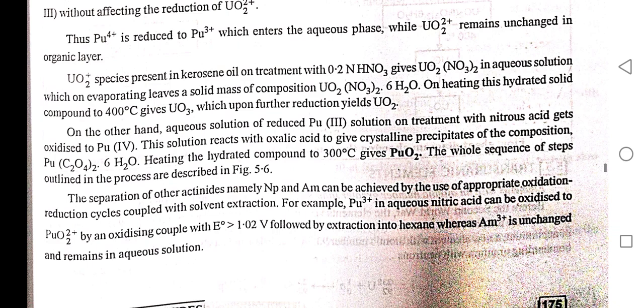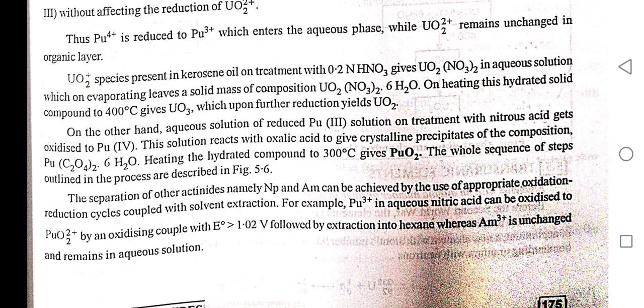UO2 positive species present in kerosene, on treatment with 0.2M HNO3, gives UO2(NO3)2 in aqueous solution, which on evaporating leaves a solid mass of composition UO2(NO3)2.6H2O. On heating this hydrated solid compound to 400 degrees Celsius gives UO3, which upon further reduction yields UO2.